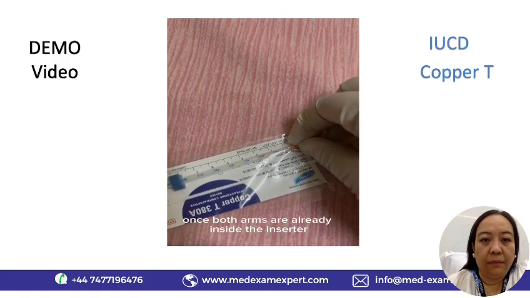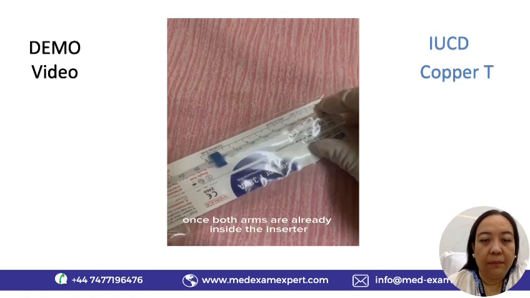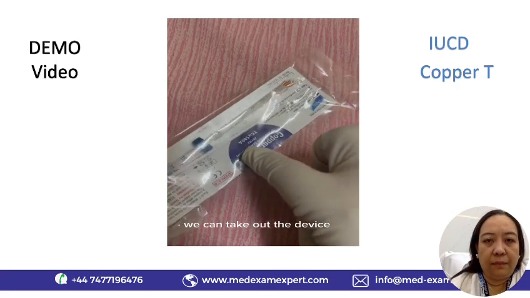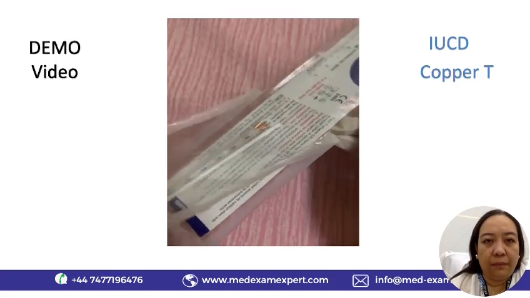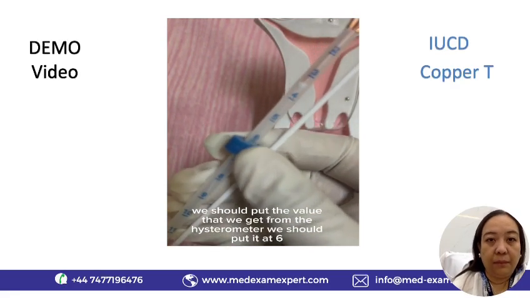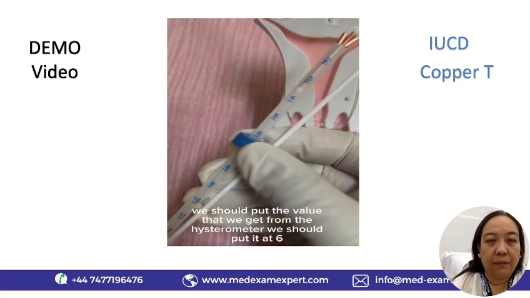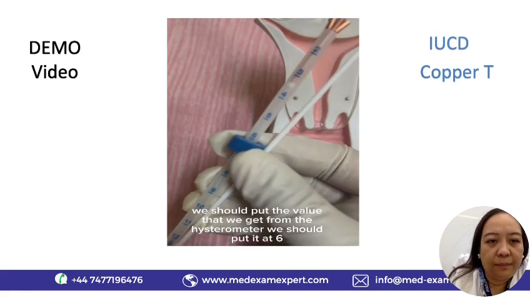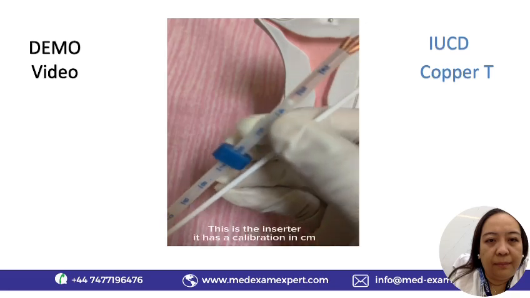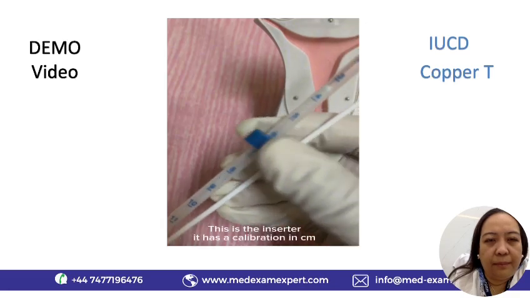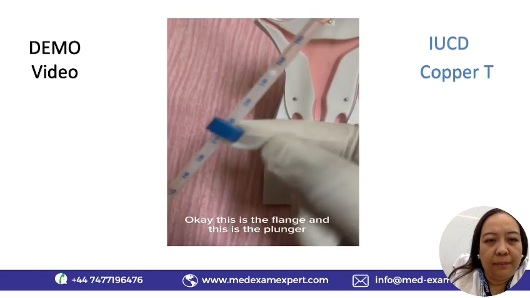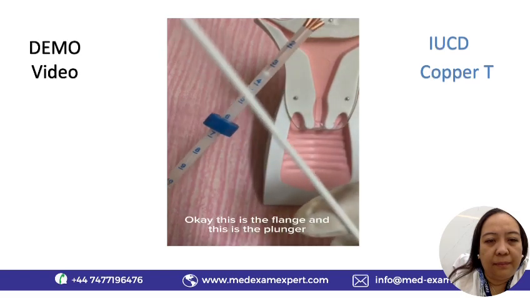Once both arms are already inside the inserter, we can take the device. We should put the value that we get from the hysterometer, we should put it at 6. This is the IUD. This is the inserter. It has a calibration in centimeters. You see? This is the flange and this is the plunger.